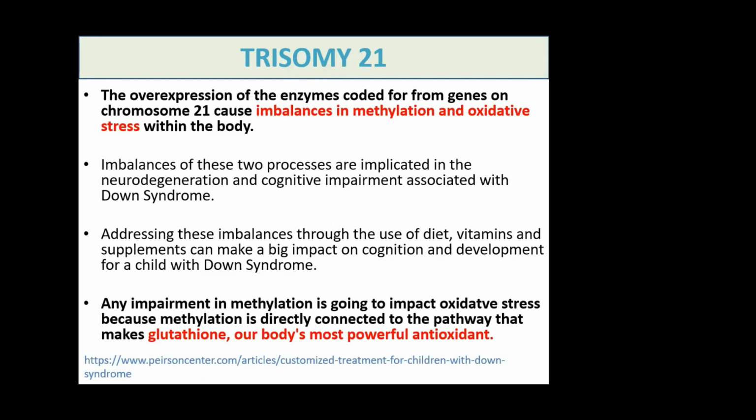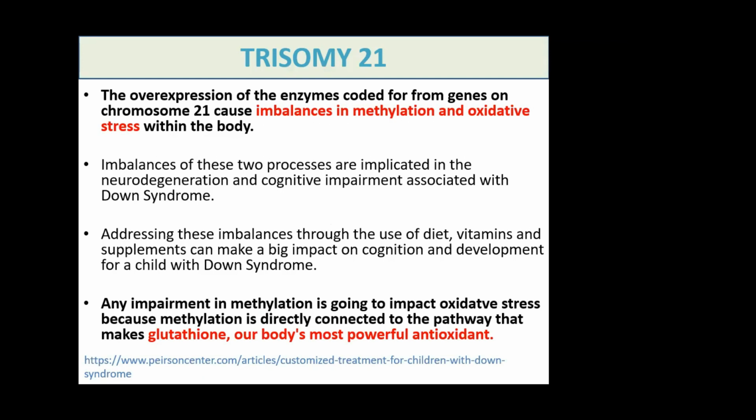Overexpression of the enzymes coded for by the genes on chromosome 21 causes imbalances in methylation and oxidative stress within the body. So addressing these imbalances through the use of diet, vitamins, and supplements can make a big impact on cognition and development for a child with Down syndrome.